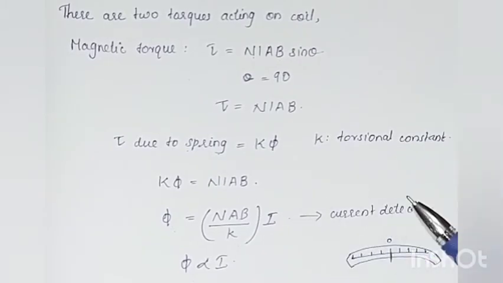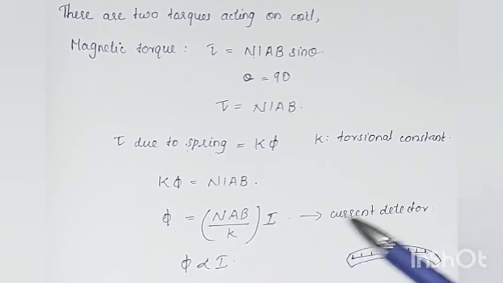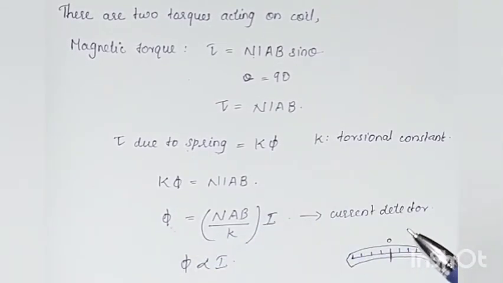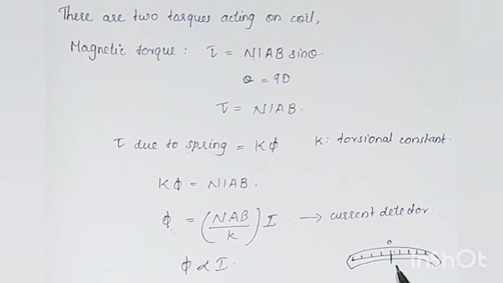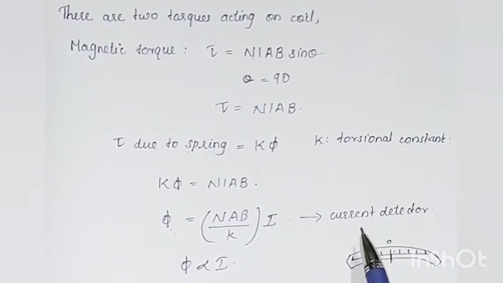When there is no current through the coil, that is current is zero, then the deflection shown will be zero, that is the pointer will be placed at the neutral position, which is at the middle of the scale, and when current is passed through the coil, the pointer will show a deflection based on the direction of the current, to either left or to right. This is how the galvanometer acts as a current detector.